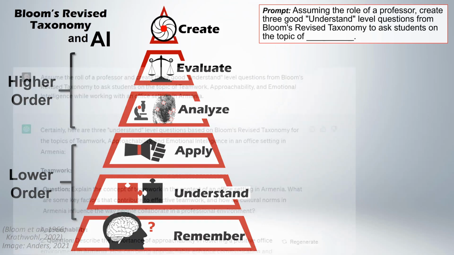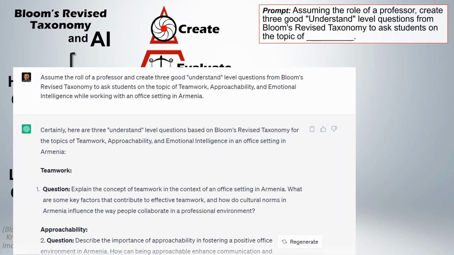As an example here, we could say, assuming the role of a professor, understand level, using Bloom's revised taxonomy, I want to ask students on the topic of teamwork, approachability, and emotional intelligence while working within an office setting in Armenia. Instantly, it goes through and gives me multiple different questions that I could ask. I notice how I didn't ask it for the answers, but I could have. So that's an interesting thing. The way that we're forming the question itself is going to affect how we get those results. Again, I can ask it any type of question on any type of topic at any level of Bloom's revised taxonomy, because here I chose understand.